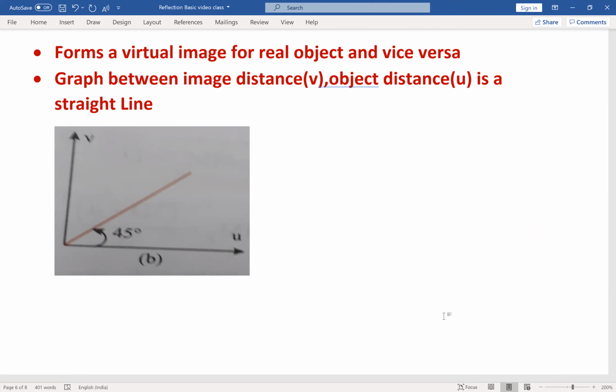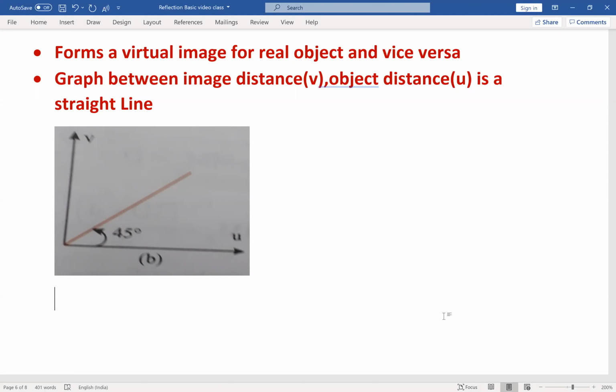Since the image distance and object distance are equal, if you draw a graph, it will be a straight line passing through the origin. At the origin, the image distance and object distance are both equal to 0, which means you are at the mirror. If you move away from the mirror, as u increases, v also increases, such that it is a linear relation. The slope will be 1, or the angle made by the graph with the u axis will be 45 degrees. Tan of 45 degrees is equal to 1, so the slope will be 1.